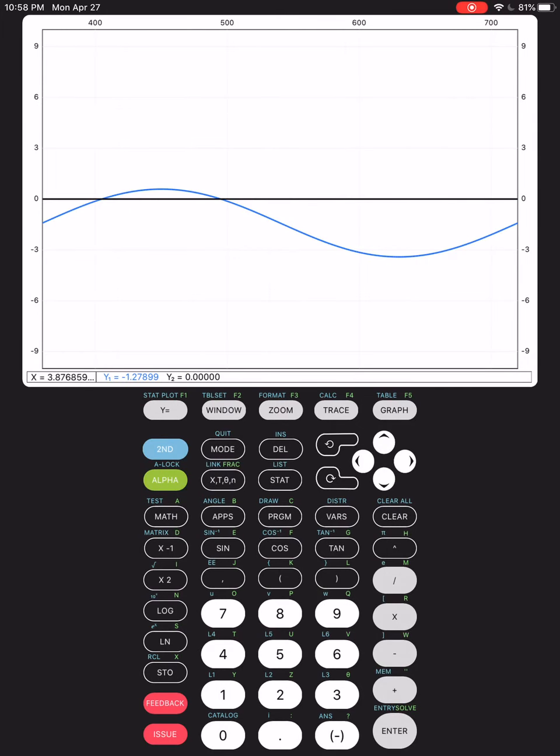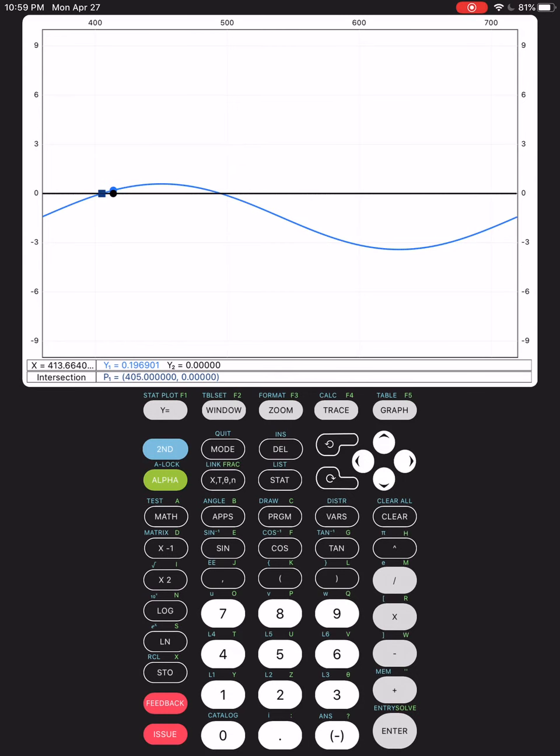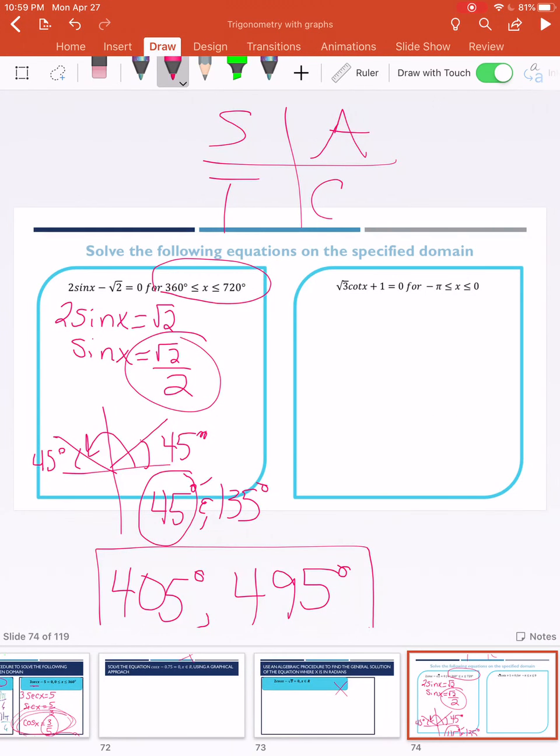So there's my two intersection points. So I'll go second calc, intersect. My cursor's way over to the left. I have to keep moving it. Hurry, cursor. Man, this is taking a while. Oh, there it is. Okay, left bound, right bound, and I end up with an answer of 405. So that's why the graphing calculator is so great to double check any type of equation.